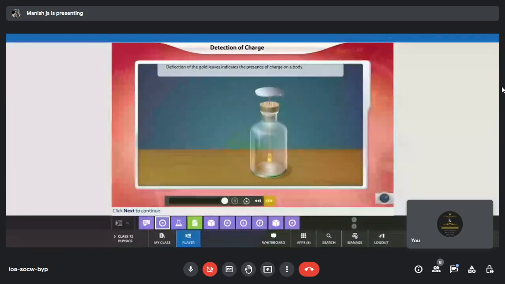So that is what we are able to understand from this. Is it clear? The gold leaf electroscope. Shall we go to the next module? Yes, sir. Okay.